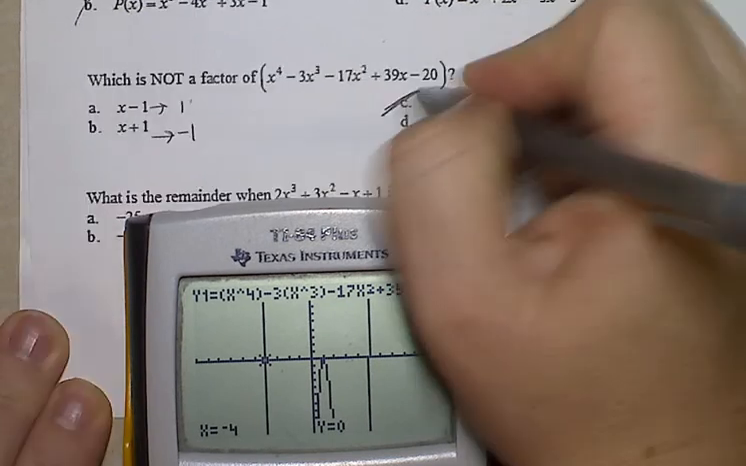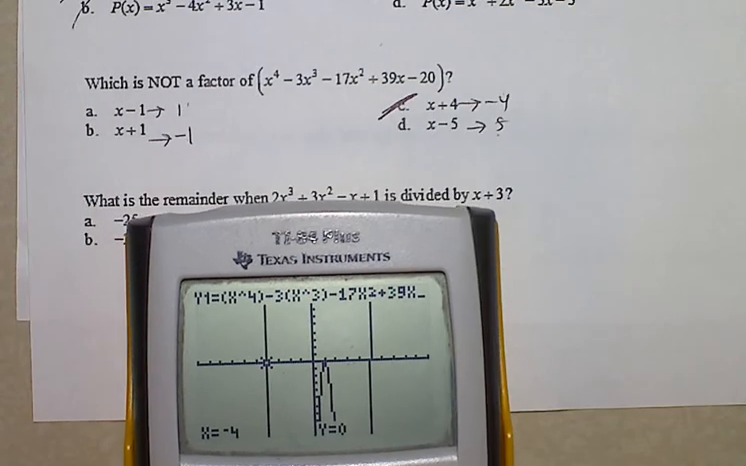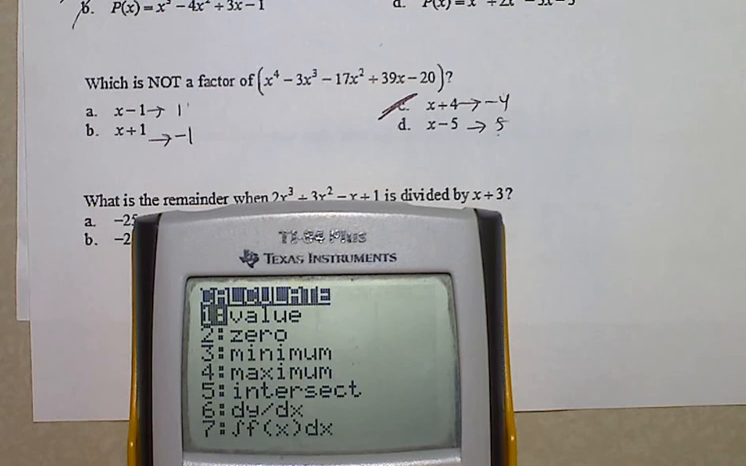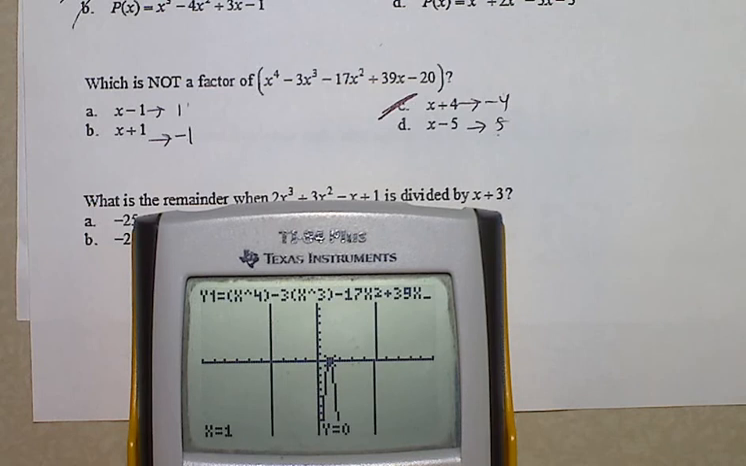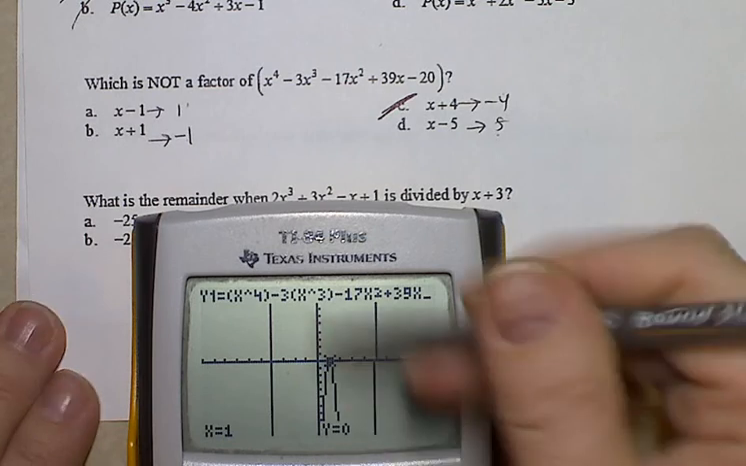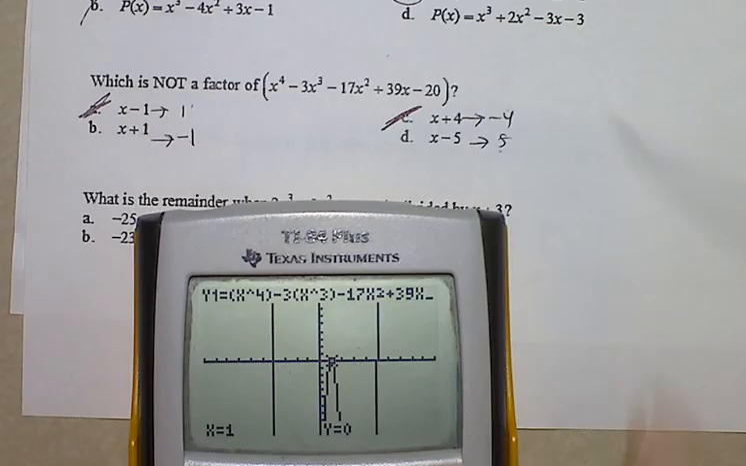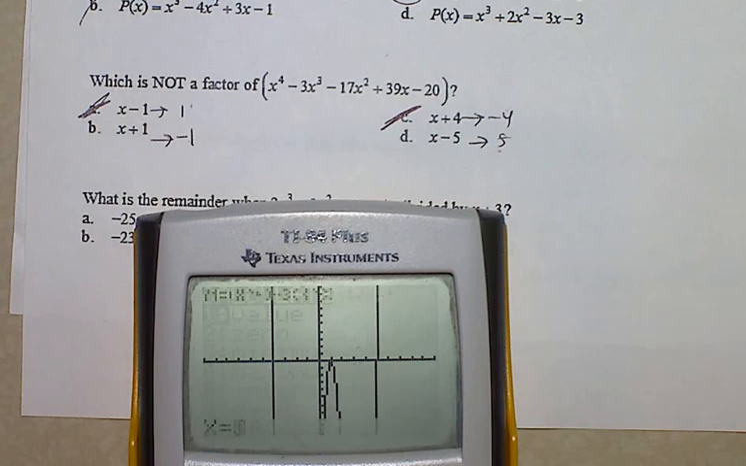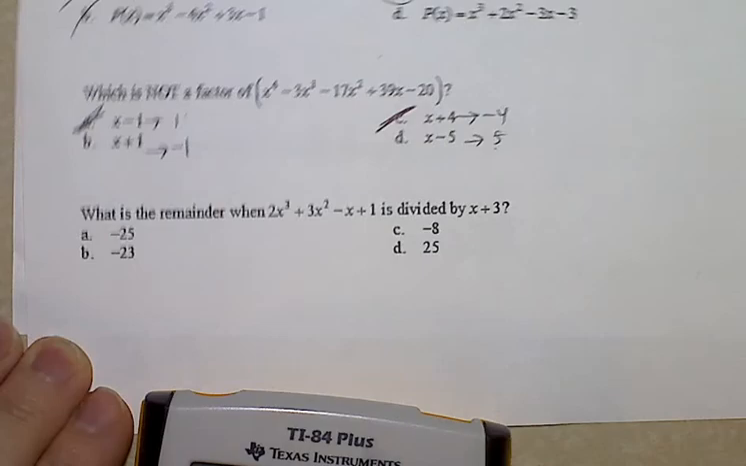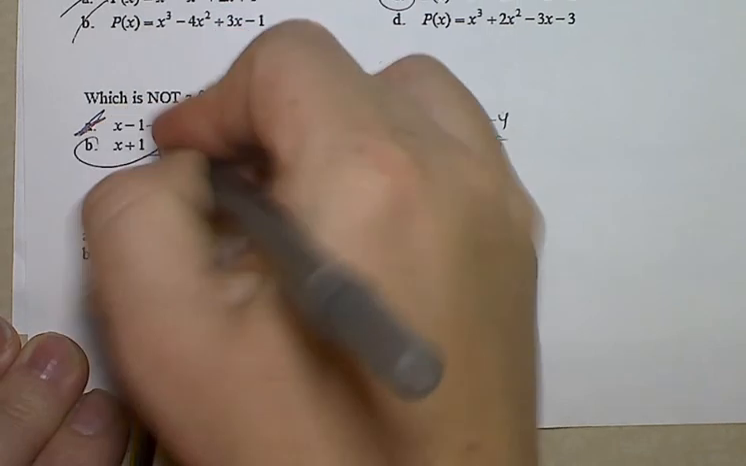We're looking for which one is not true. And it appears like 1 is an x-intercept. We're going to check. 1 is an x-intercept, so x minus 1 would be a factor. And this looks like 5. 1, 2, 3, 4, 5. And checking 5, 5 is also, so x minus 5 would be a factor. Which one is not? It would be x plus 1.